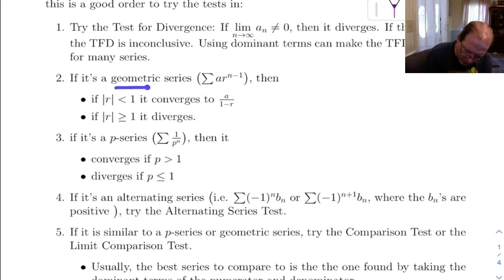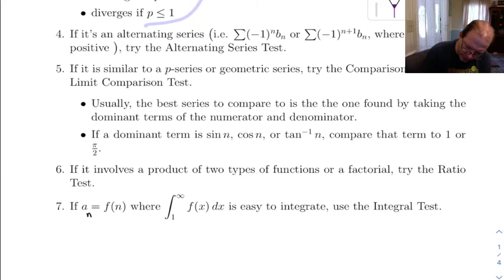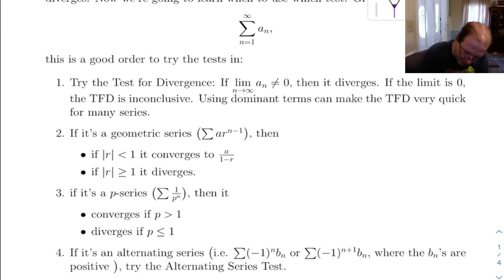If you notice right off that it's a geometric series, then use the geometric series stuff. If you notice right off it's a P series, then you can use this. And one other thing down here says if it involves a factorial, you almost always want to use the ratio test. But if it doesn't jump out at you immediately as to what to do, start up here at the top. Try the test for divergence on it.